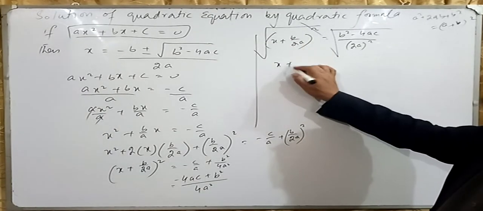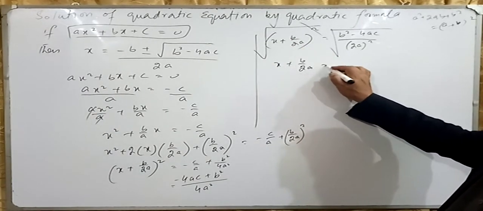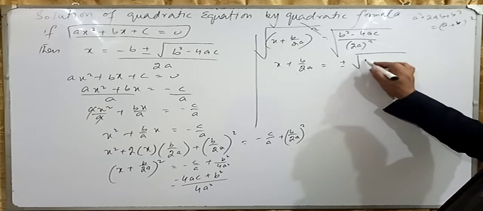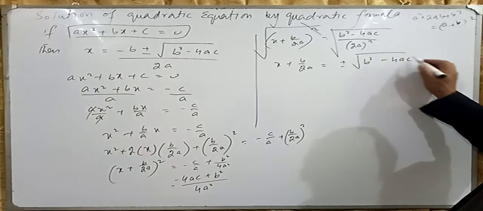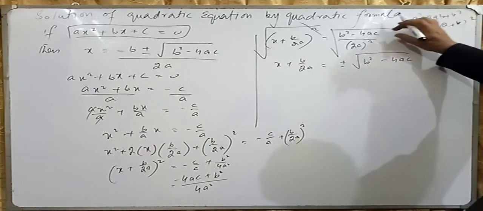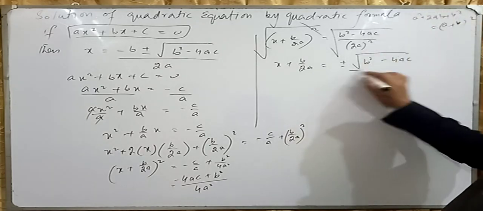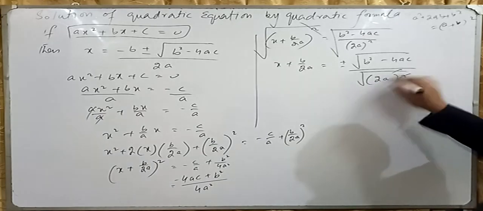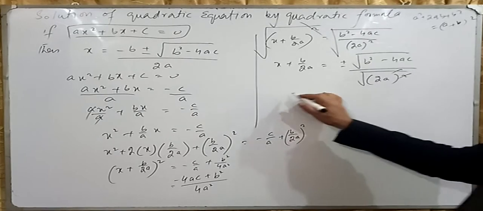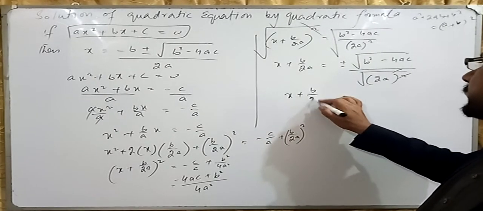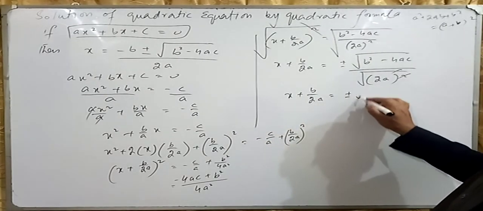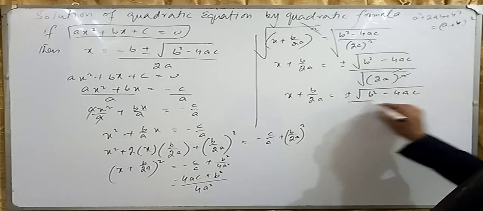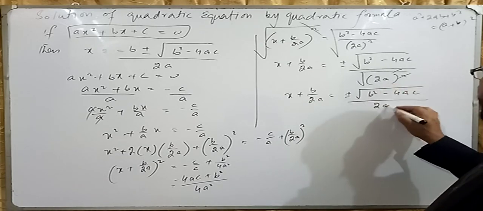What will remain? x plus b over 2a here, and here we have plus minus under root b square minus 4ac. This square root is the square root of surat as well as makhraj, and divided by under root 2a whole square. So again square and square root will cancel each other. What will remain? x plus b over 2a equal to plus minus under root b square minus 4ac divided by, what will remain here? 2a.